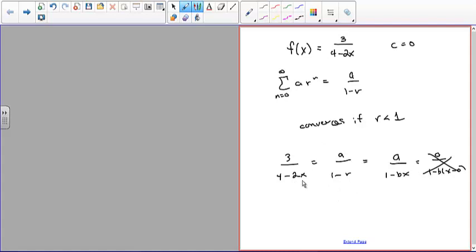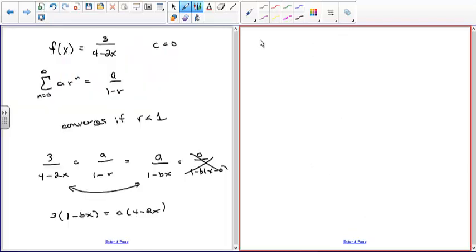So the way we solve a and b in this case is you set these two equal to each other. So that means you're going to cross multiply. So we're going to take 3 times 1 minus bx is equal to a times 4 minus 2x. So I'm taking this times that and this times that. And I'm going to let you do the rest of it. Solve for a and b.